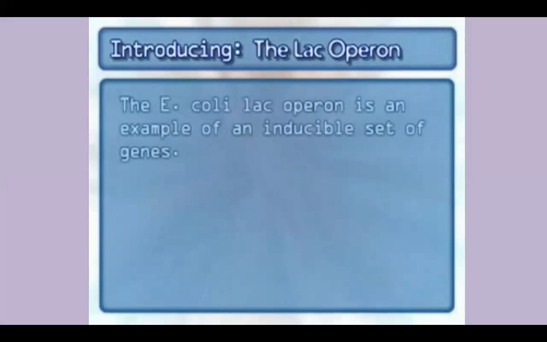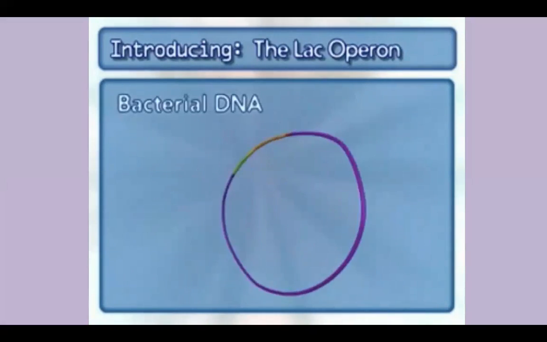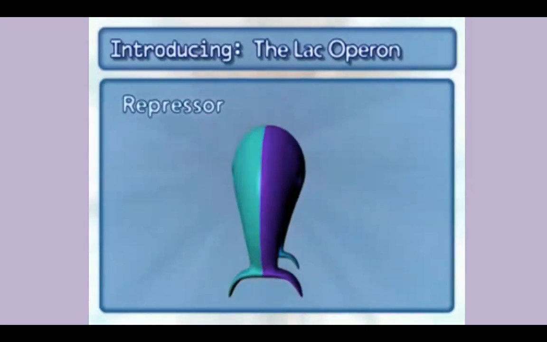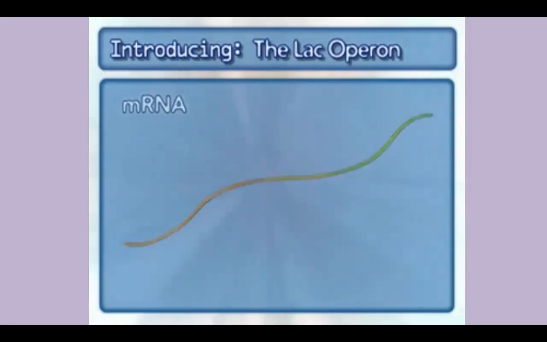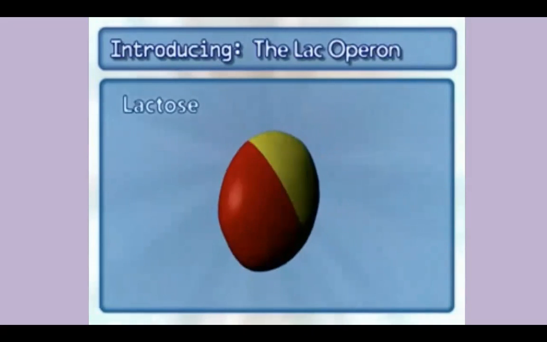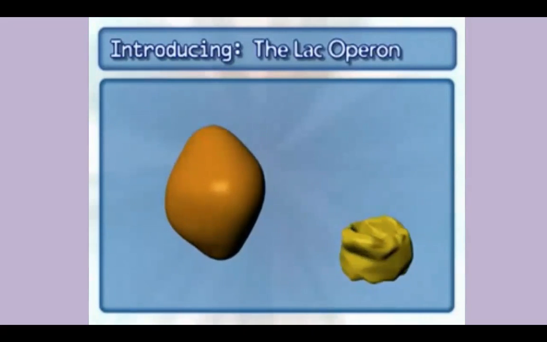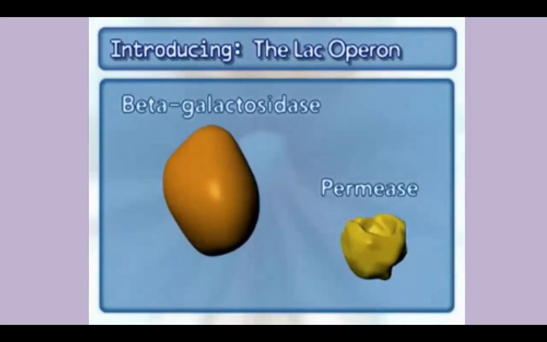The E. coli Lac Operon is an example of an inducible set of genes. These genes are responsible for the breakdown of lactose into sugars used for cellular metabolism. This inducible system also involves bacterial DNA, a repressor, mRNA, and the sugar molecule lactose. This animation will only focus on 2 of the 3 proteins encoded by the Lac Operon, beta-galactosidase and permease.